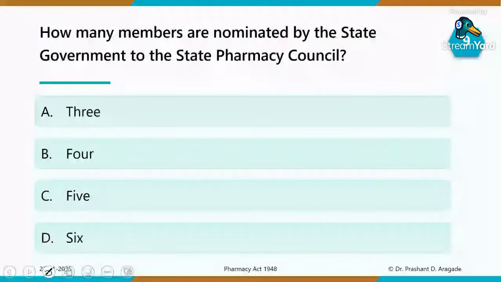Now question number 9. How many members are nominated by the state government to the state pharmacy council?